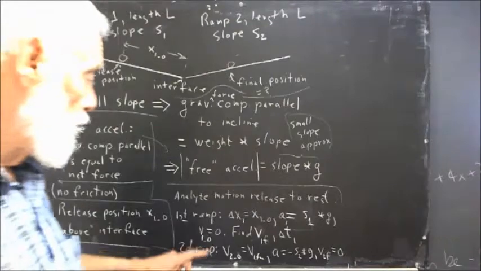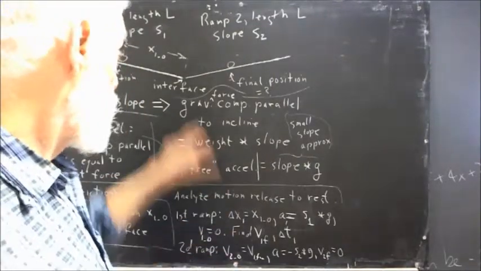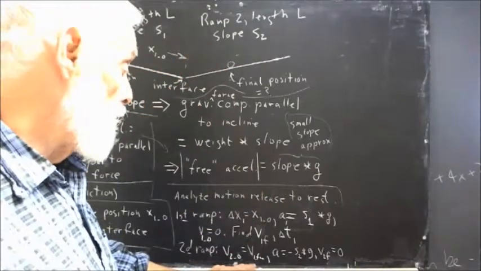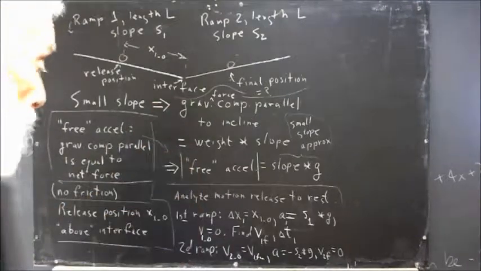Okay, the second ramp, we have what? The initial velocity in the second ramp is the same as the final velocity in the first. We reach the end of the first ramp at the same instant we start the second ramp.